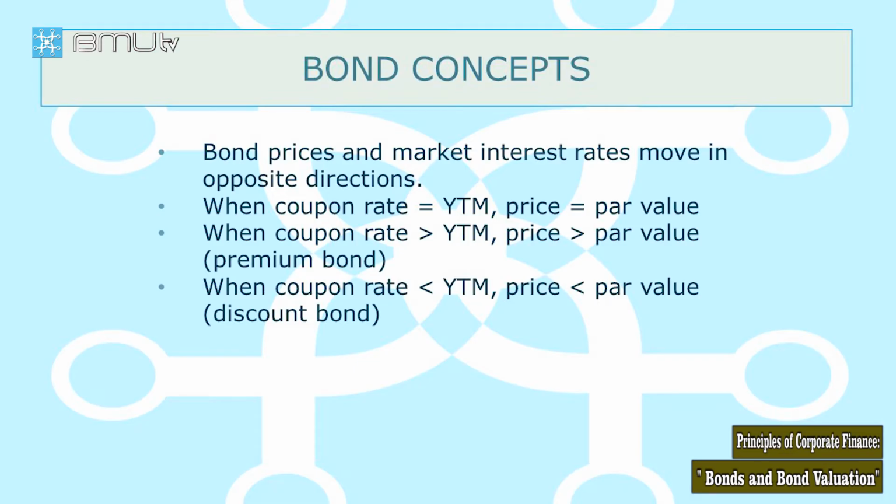We should talk about some bond concepts. Bond prices and market interest rates move in opposite directions, inversely related. When coupon rate equals market rate, yield to maturity, the price equals par value. Again, the bond sells at face value, par value. When coupon rate is higher than yield to maturity, price becomes higher than face value. We call these premium bonds. When coupon rate is less than yield to maturity, price goes below par value, face value. We call this type of bonds discount bonds.